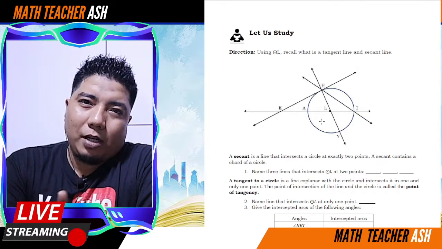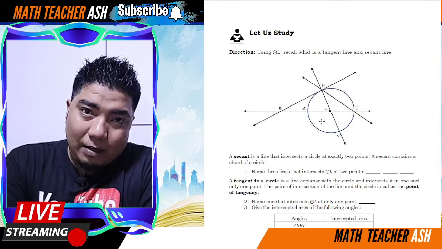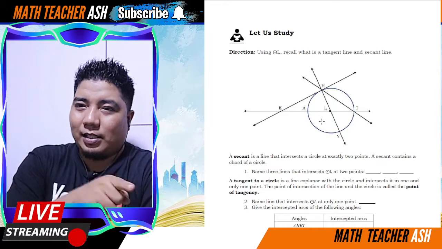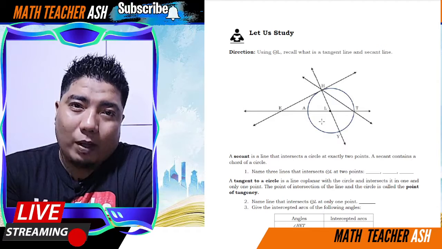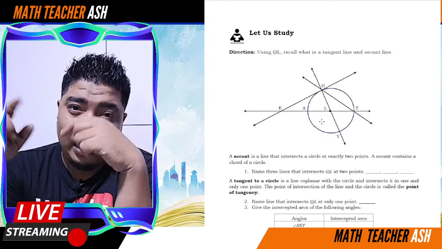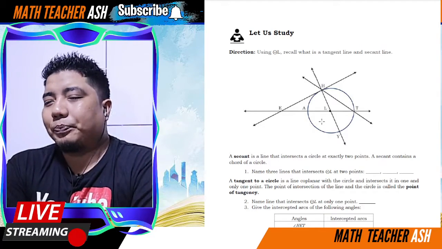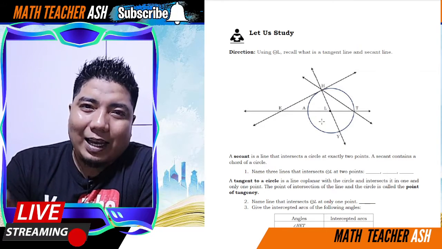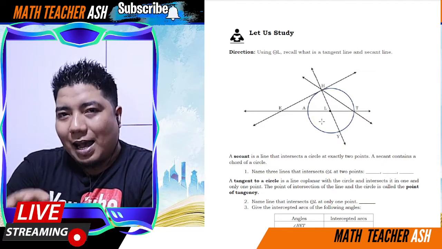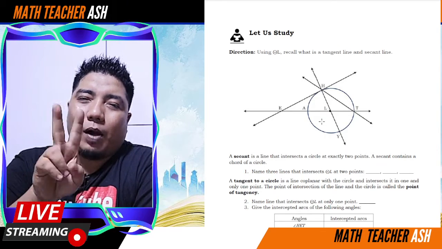Alright. So, my dear math learners, when we say line, it's not just like this. Okay, it's not just like this. When we say lines, yung bawat dulo nun ay may arrow. So, it is continuous. Alright. So, ang line ay matatawag na secant kapag ito ay tumama sa circle ng 2 beses.